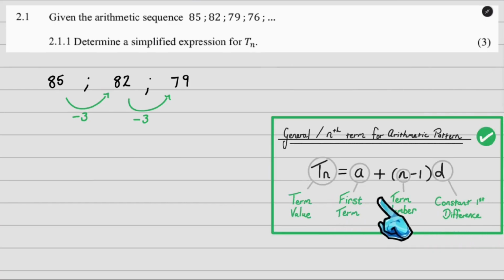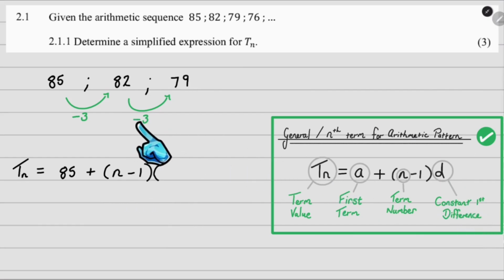And then we're just going to plug everything into this formula. So Tn just stays behind. The first term of this pattern is 85, so that's going to go in A's place. We leave n here if we're getting Tn, so n is just going to stay. And my difference is this -3. I'm subtracting 3 every time.